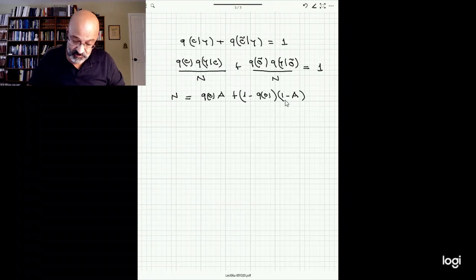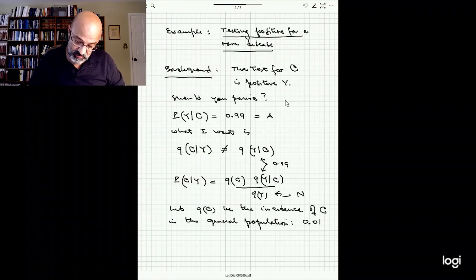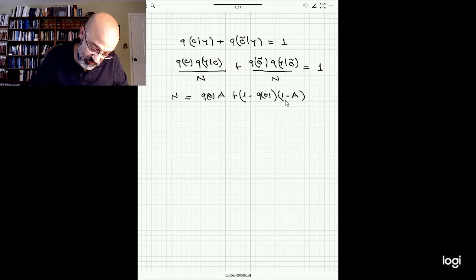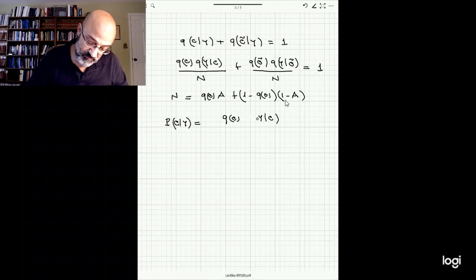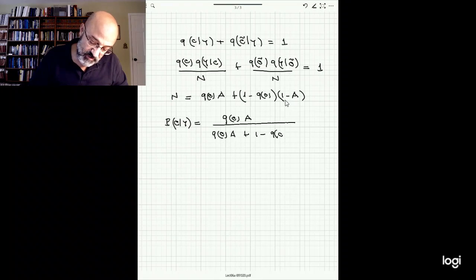So now let us substitute back here. Here we have the probability of cancer, given that you tested positive, is going to be the probability of cancer, that's the prior, times the probability that if you have cancer, then it's going to be positive, which is A, divided by QCA plus (1 minus Q)(1 minus A).